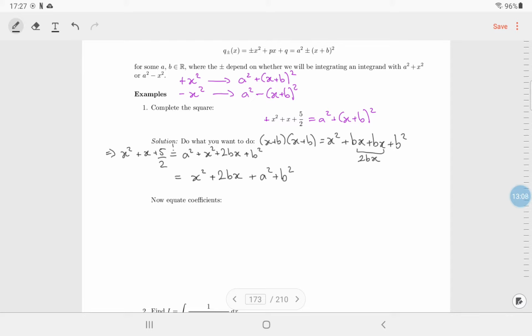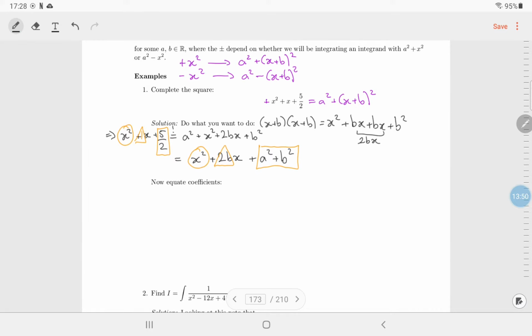So now we just compare. They both have an x squared, so no problems there. Now, how many x's do I have on the left? I have 1, because x is 1x. And how many x's on the right? 2b. So if 2b is equal to 1, I have the same amount of x's on both sides. And what constant do I have on the left? 5 over 2. On the right? a squared plus b squared. So I need a squared plus b squared to match up with 5 over 2, and I need 2b to match up with 1.